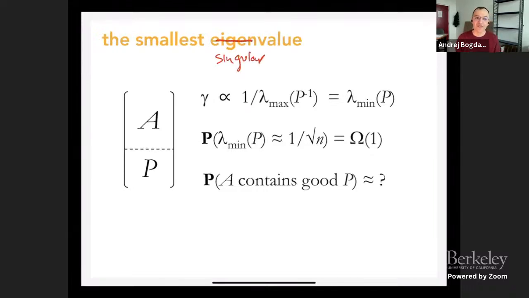And this is something which has been studied. If I take a random matrix of normals, then it turns out that the smallest singular value is, with constant probability, no smaller than 1 over square root of n. So this is the factor that you're going to lose.